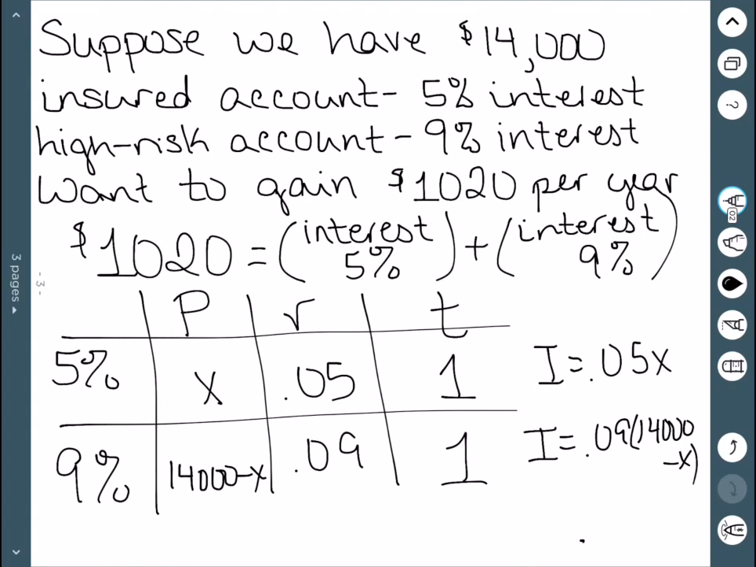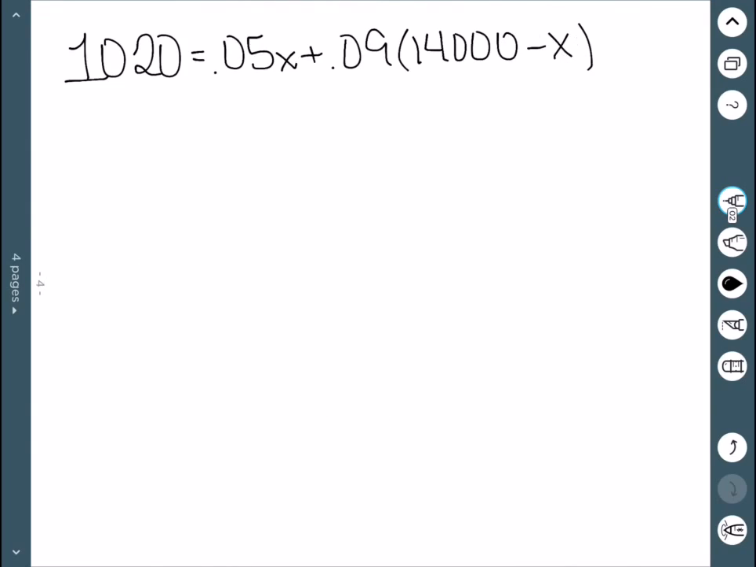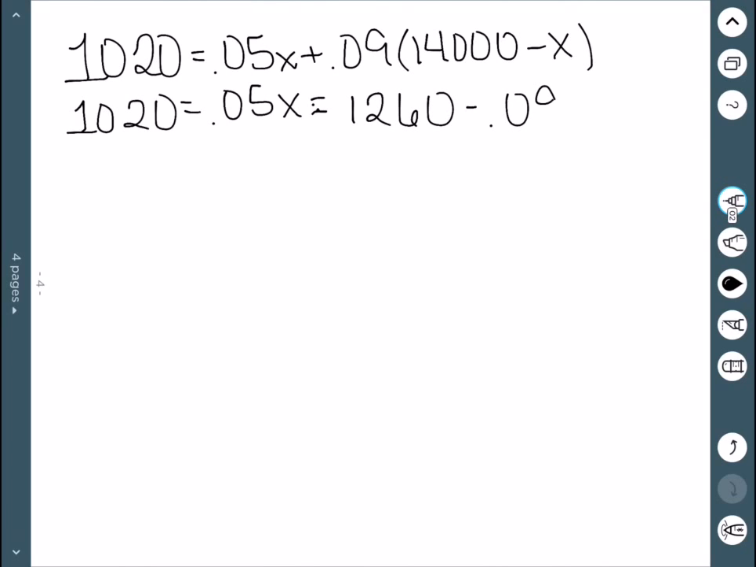And now we need to add these up and solve. So we add these up and set them equal to our total amount of interest we want. We're going to start by getting rid of the parentheses. So on the right, I have 0.09 times 14,000, which gives me 1260 minus 0.09x. I can combine my x's to get, that should be a plus, 1260 minus 0.04x.